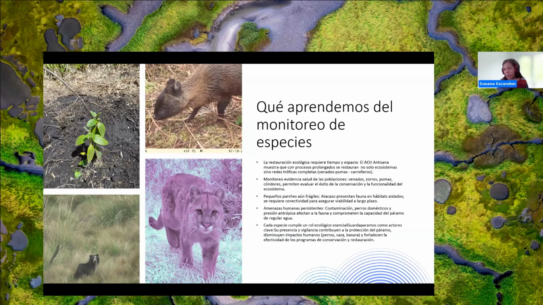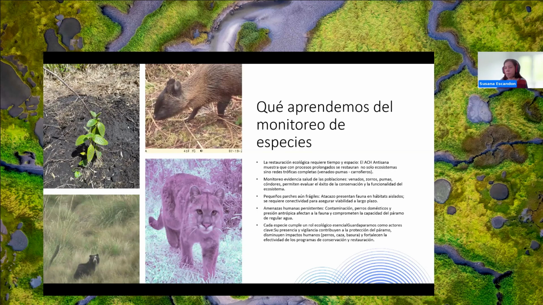Okay, so first, ecological restoration requires time and space. Areas like the Antisana show that prolonged processes restore not only ecosystems, but entire food webs. For example, the areas for the deer, the pumas, and scavengers. So the puma eats the deer, and whatever is left, the condors will eat. So it is important for biodiversity. Monitoring demonstrates the health of populations like deer, foxes, pumas, and condors, allowing for an assessment of conservation success and ecosystem functionality.